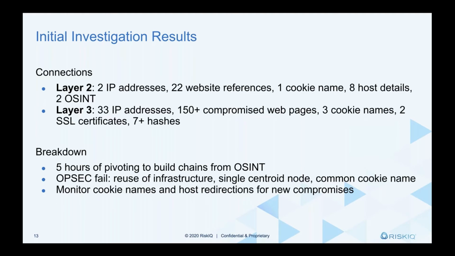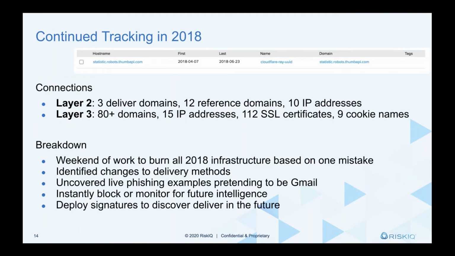And recognizing that the actor might change because we put information out, we tried to find a way to ensure if we were going to release these indicators, could we keep tracking the actors? And the answer was yes. The cookie names that they were deploying were unique, and they did appear to continue to be ongoing. That leads us into 2018.